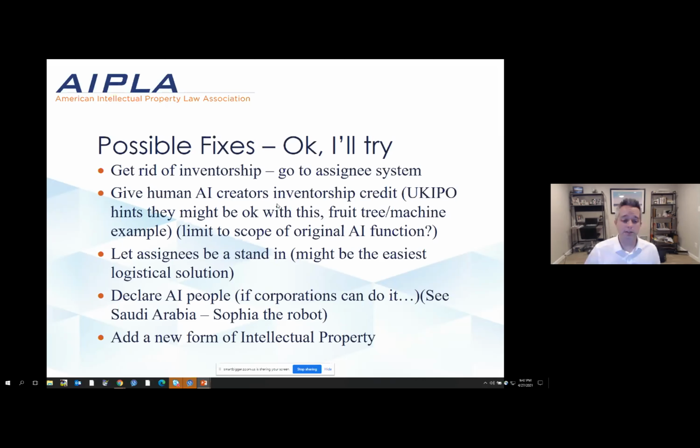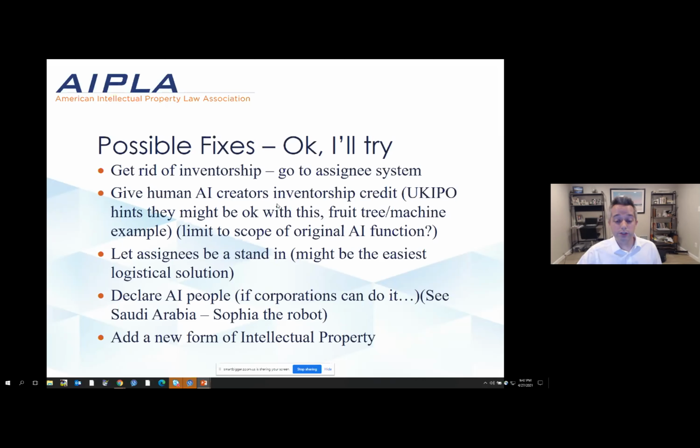The fourth one is to just say AI are people. We're going to declare them people. If corporations can be people, so can AI, right? There's an interesting example of this. There's a rather famous robot in Saudi Arabia, Sophia the robot, and she has been granted personhood, which I think is interesting.